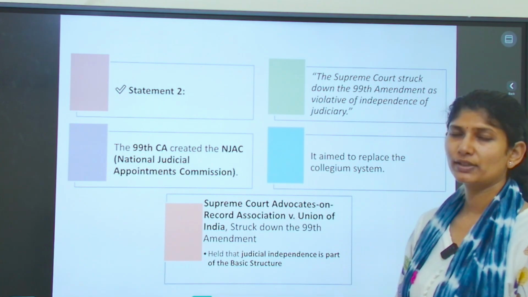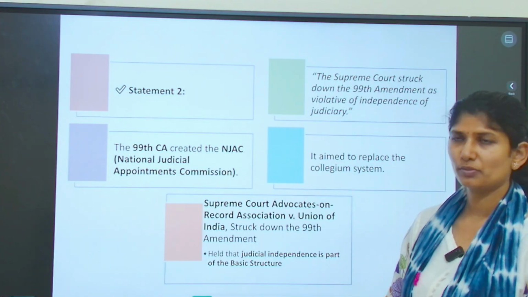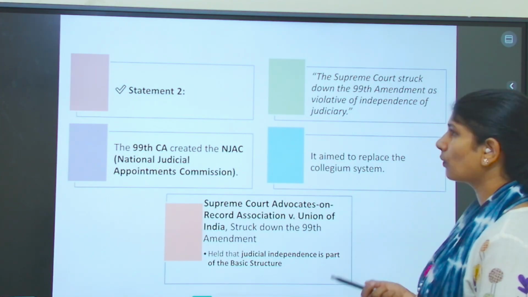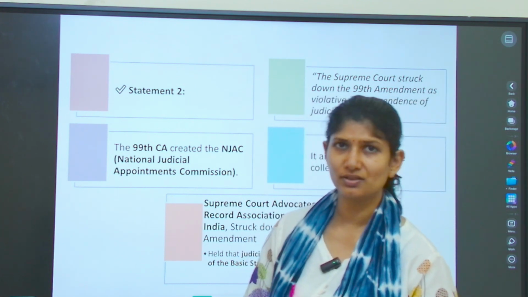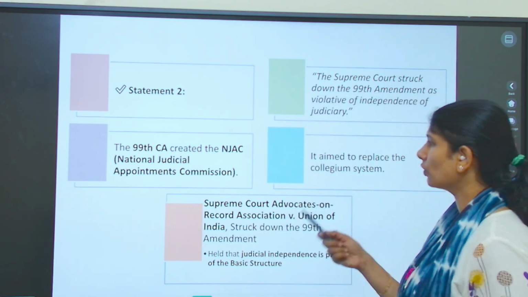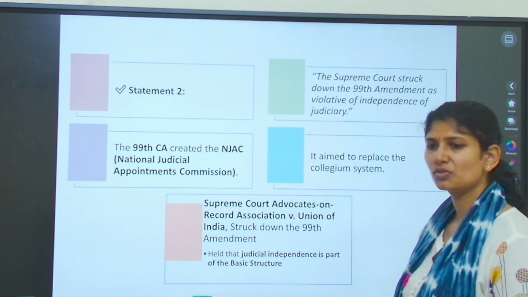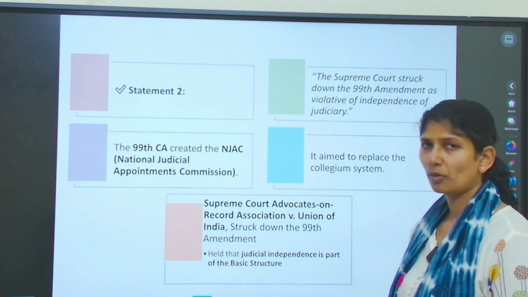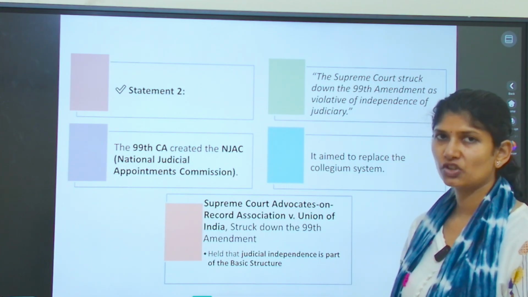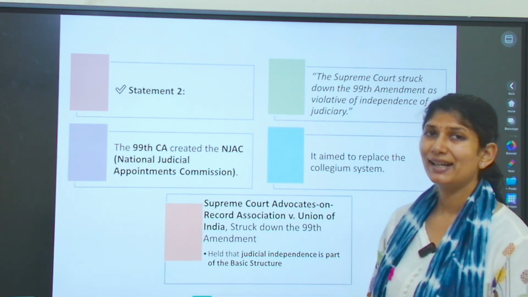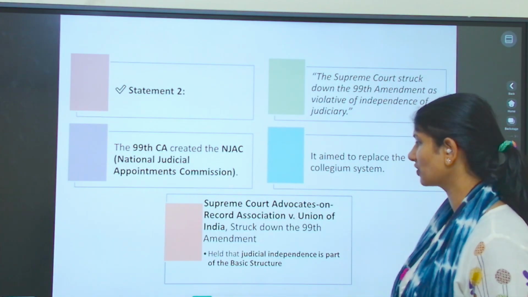99th Amendment was going to create NJAC, the National Judicial Appointments Commission. Why was this brought up? In order to replace the more opaque collegium system. Your collegium system is completely dominated by judiciary. Complete control is under judiciary. In NJAC, there are also executives who are present.